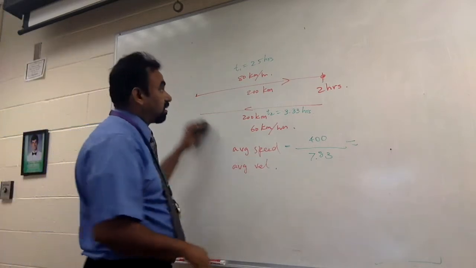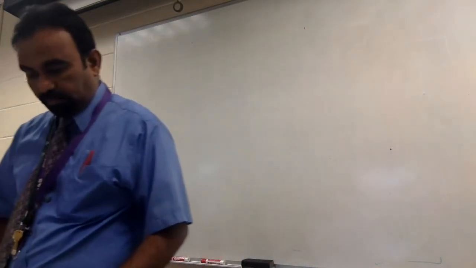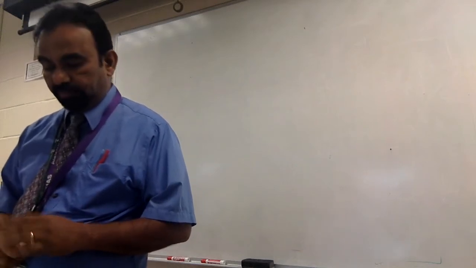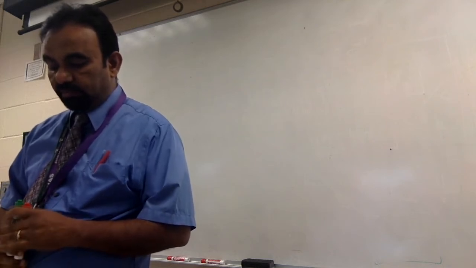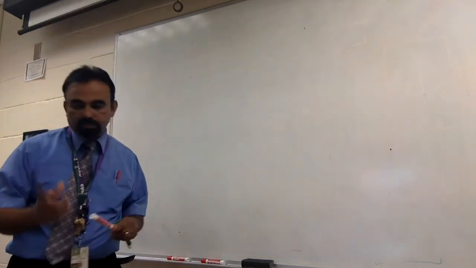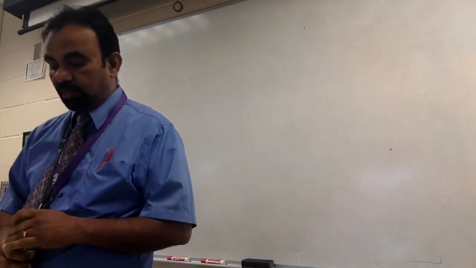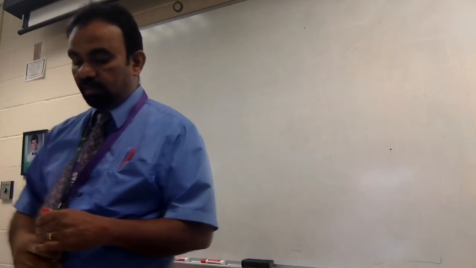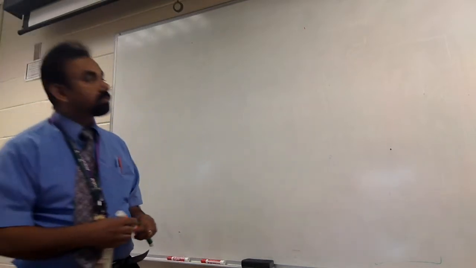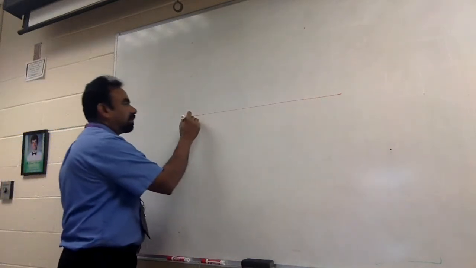Now let's move on to accelerated motion. A light plane must reach a speed of 33 meters per second for takeoff. How long a runway is needed for an acceleration of 3 meters per second square? A light plane must reach a speed of 33 meters per second for takeoff. How long is the runway needed if a constant acceleration of 3 meters per second square is applied?